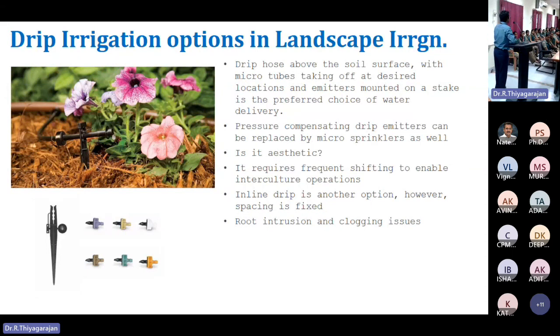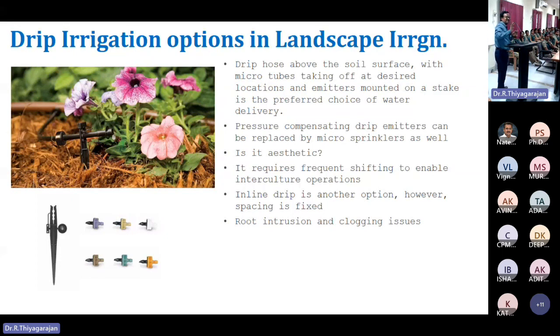In landscapes, you are not supposed to let the emitter fall on the ground. When the emitter lies on the ground, when rain occurs or during intercultural operations, soil particles will clog your pores. Definitely they will not accept this, because the plants they plant are much more expensive than the plants we grow for agriculture. That is why we spend more on landscape irrigation also.